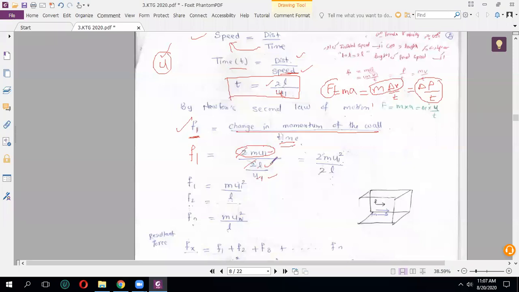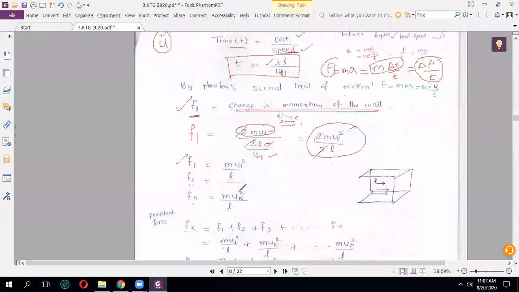And this part is divided by this part. Basic mathematics, everyone must know. So how are we getting this? I hope you understand: 2mu1 square upon 2L. Now 2 and 2 cancel. What are we getting? F1 is equal to mu1 square upon L. This is the x direction force of the first gaseous particle.